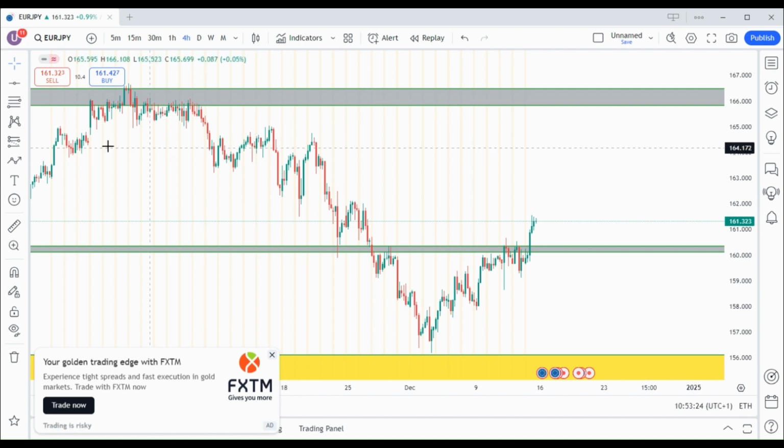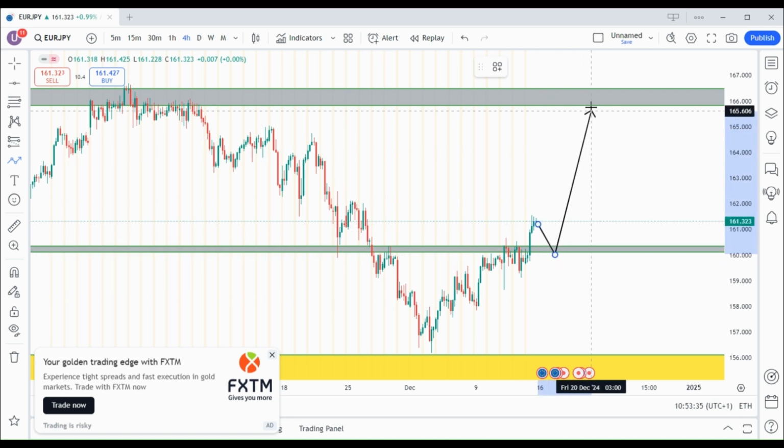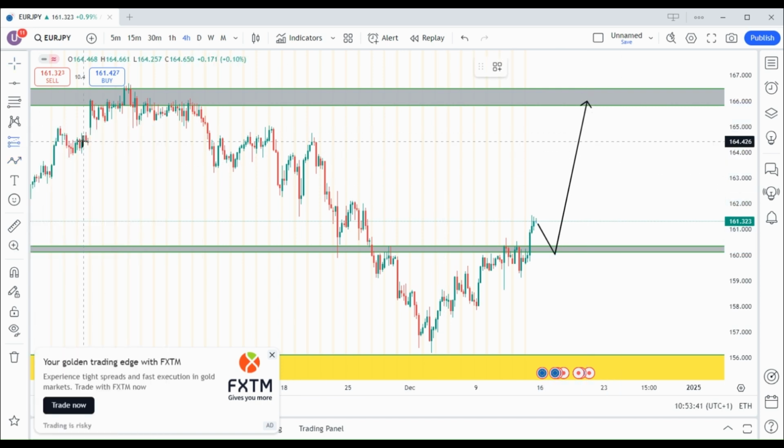So this is a 4-hour time frame. We're expecting this price to do what? To come back to this zone. Let price move down to this zone, where we'll be picking our entry. Moving down to this zone, we'll set up another buy. Okay, so this is how we'll be taking our entries on Euro JPY.